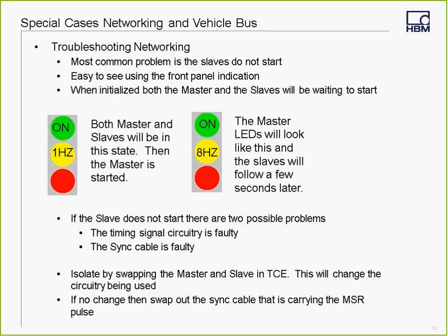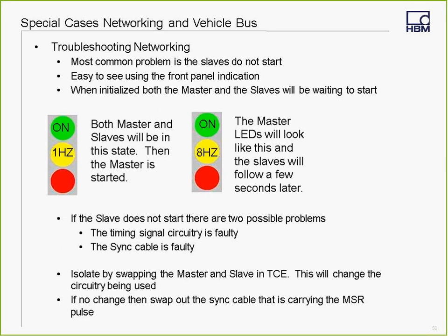So the most common problem in networking is the slaves do not start. This is easy to see using the front panel indications. When initialized, both the master and the slaves will be waiting to start. So we show here the green light will be on, and the yellow LED will be blinking at 1 hertz. Then we start the master, and it will go to on with our 8 hertz blinking yellow LED, and then the slaves will follow very shortly after with the exact same front panel indications.